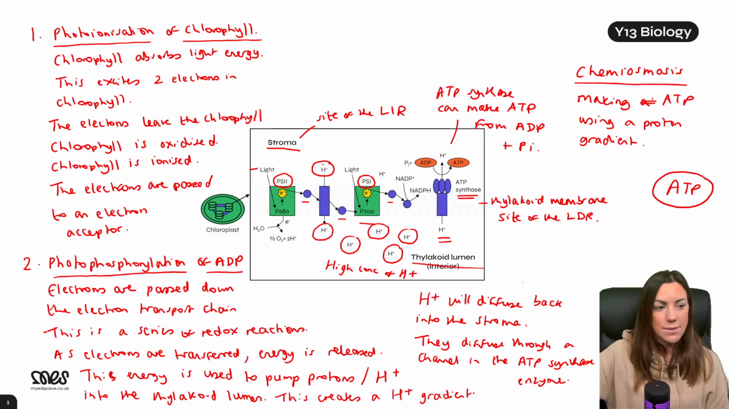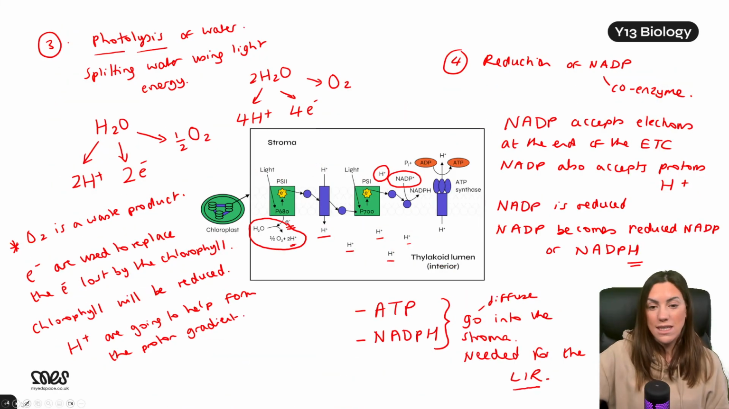I'm just going to go back to the previous slide so you can see the titles of the 4 stages. So learn them in order and learn them in detail. We have the photo-ionization of chlorophyll, which is basically the absorption of light. We have the photophosphorylation of ADP, which is where we're making ATP. Again, it used light energy and it required the electron transport chain. We then have the photolysis of water, splitting of water using light energy. And finally, the reduction of NADP to produce NADPH.